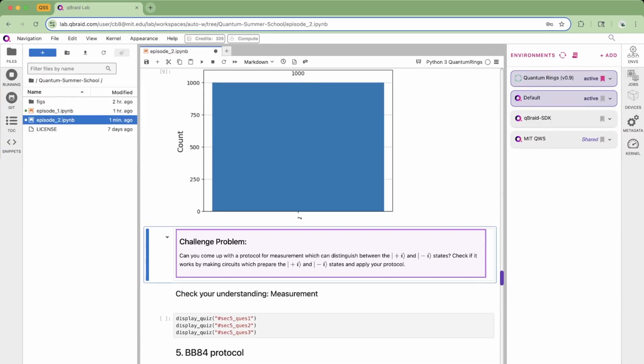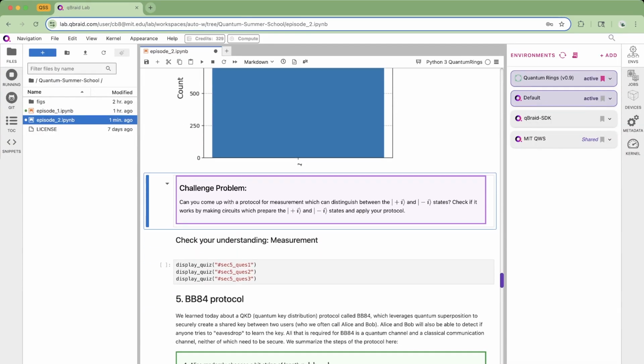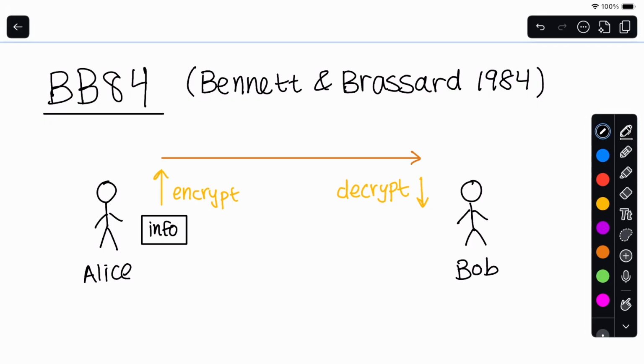A challenge for you is to see if you can come up with a protocol for measurement that can distinguish with 100% certainty between the plus i and minus i states, and then test it out to make sure it works. Throughout the rest of the course, we're going to be using more than 1 qubit, but for now, let's talk about something useful you can do with just 1 qubit, and that's quantum key distribution.